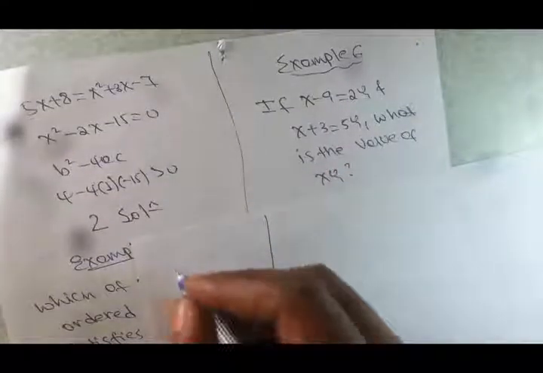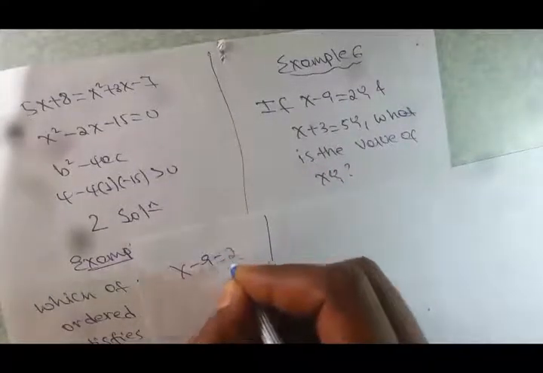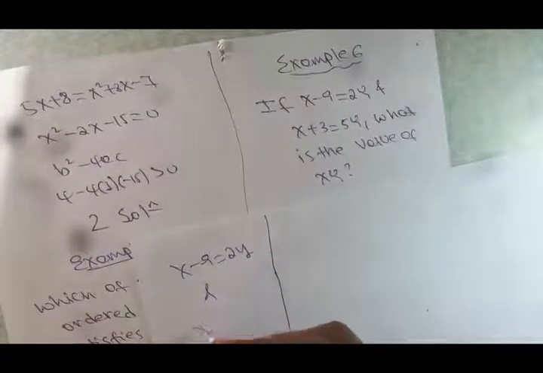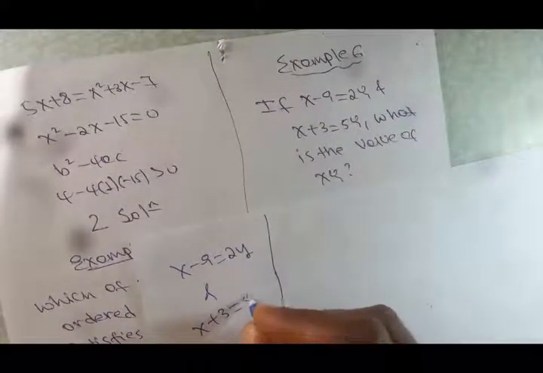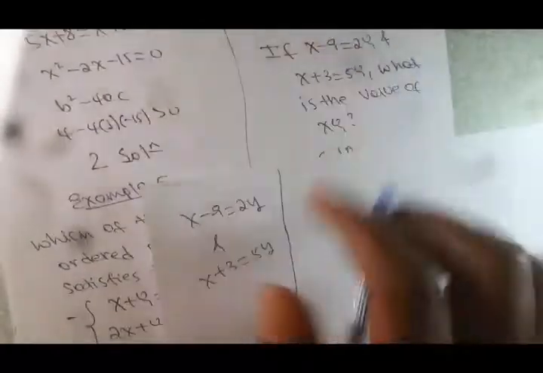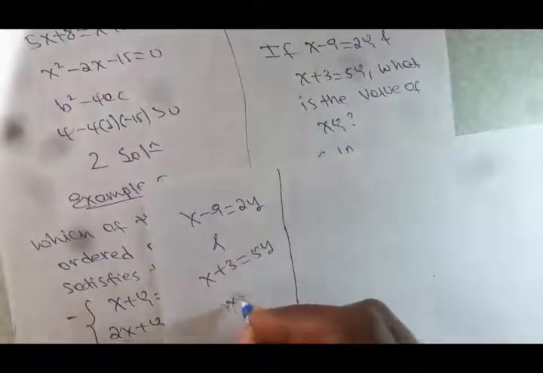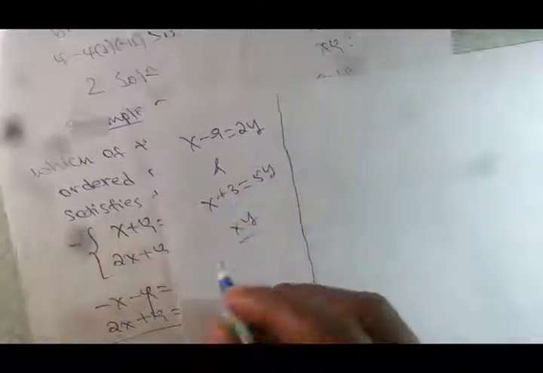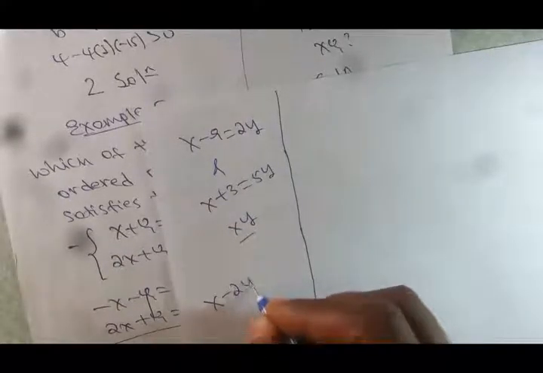Example 6 states that if x minus 9 is equal to 2y and x plus 3 is equal to 5y, we are asked to find the value of xy. First we have to rearrange the equation. Therefore x minus 2y is equal to 9.